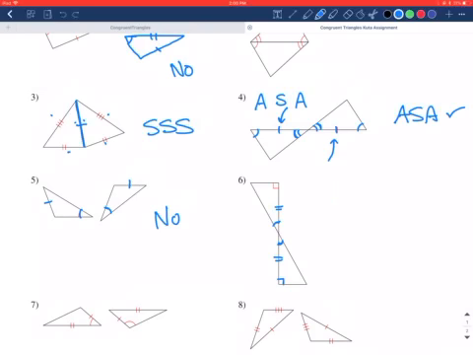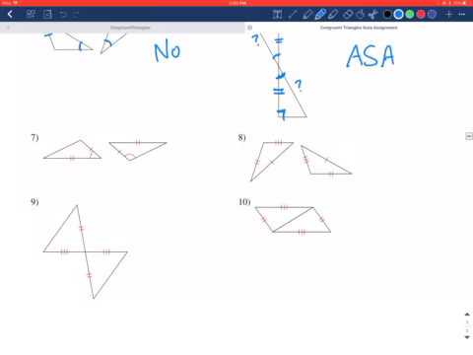So when you have a right angle, the first thing you see, you might jump to conclusions like I just did and say, oh, that's got to be hypotenuse leg because it's a right triangle. Well, they didn't tell us that the hypotenuses were congruent, so we can't necessarily say that. However, they did give us an angle, a side, and an angle on both of these, right? So that's going to be angle, side, angle.